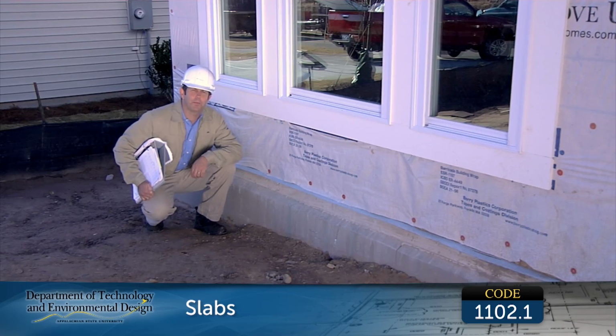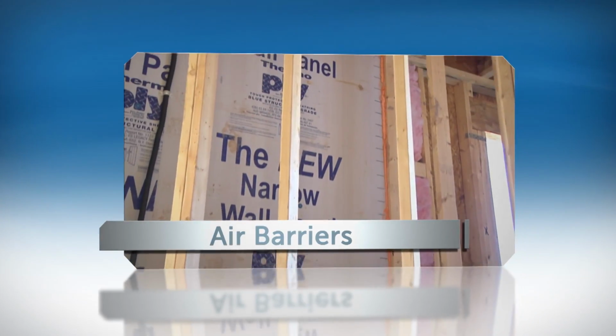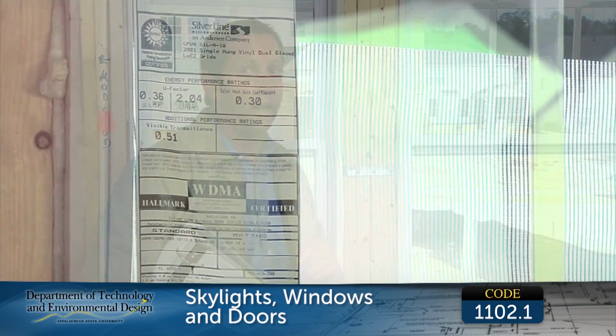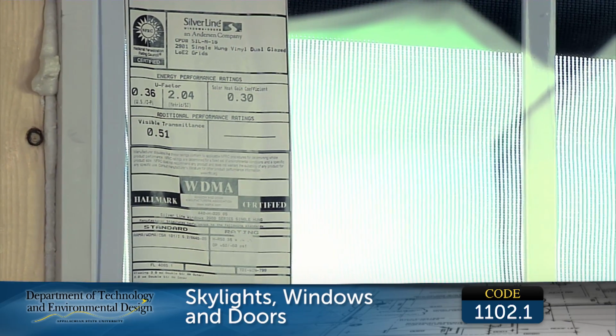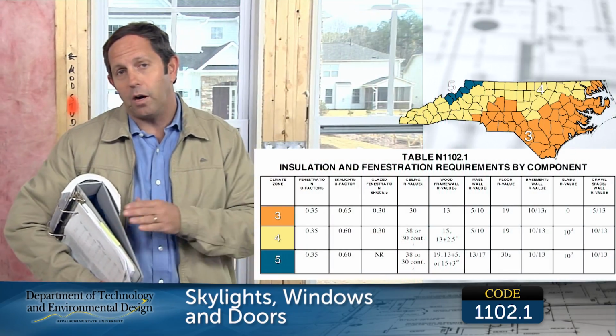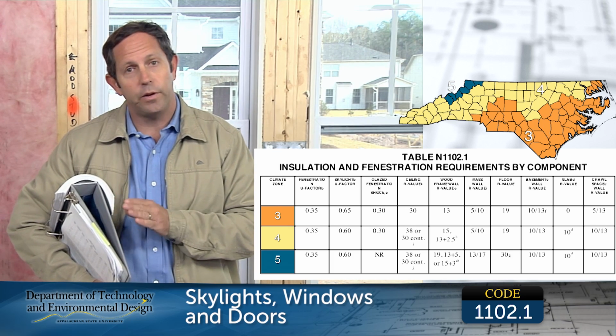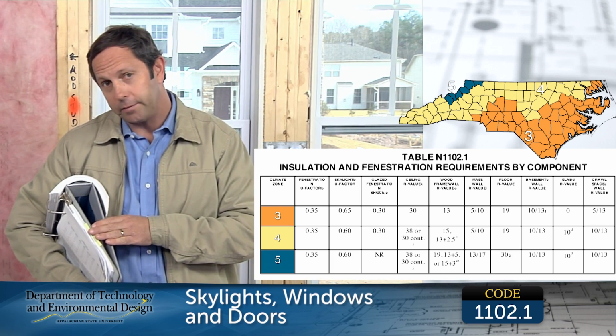Now let's talk about the building's thermal envelope. 1102.1 provides correct R values for walls and other assemblies, as well as U factor and solar heat gain coefficient for skylights, windows, and doors. You can usually find those on the windows or the units itself. Details for all 3 climate zones in North Carolina, zones 3, 4, and 5, can be found in here.